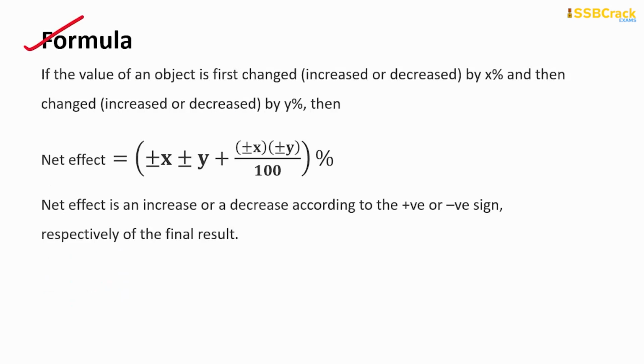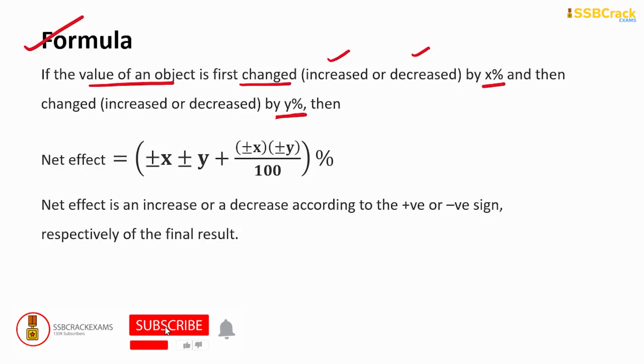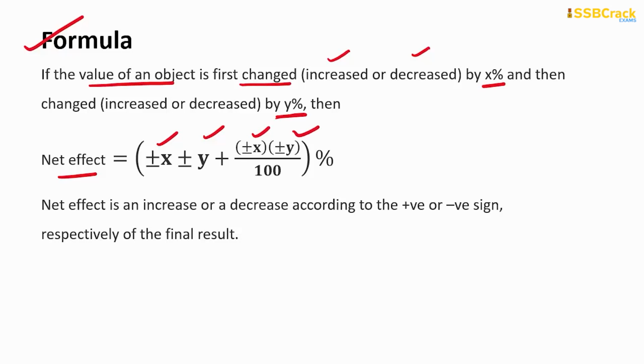Now coming to the next formula, it states that if the value of an object is first changed, that is increased or decreased by x% and then changed by y%, then the net effect is given by plus minus x plus minus y plus minus x into plus minus y divided by 100%. And here the net effect is an increase or a decrease according to the positive or the negative sign respectively of the final result.